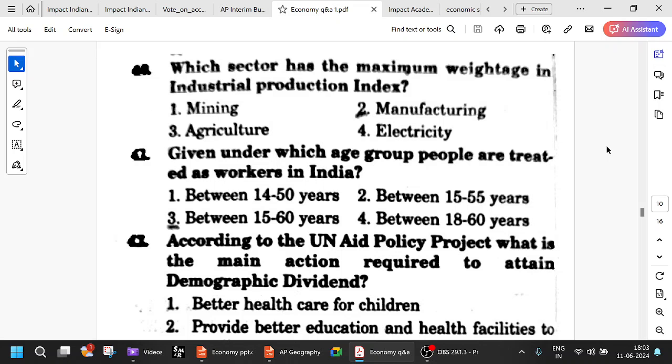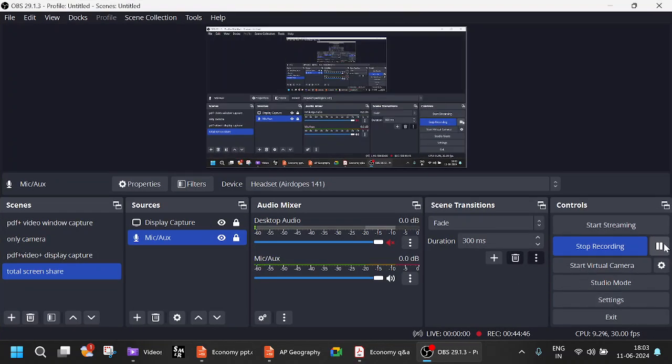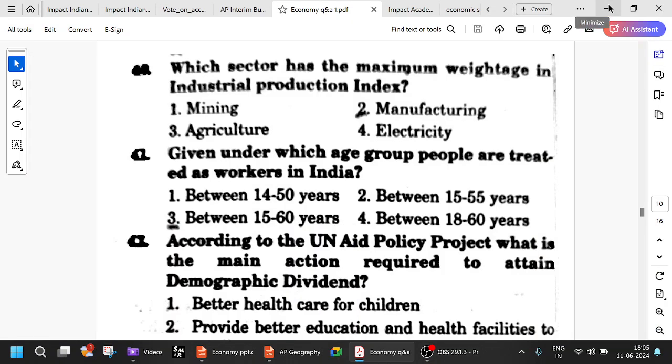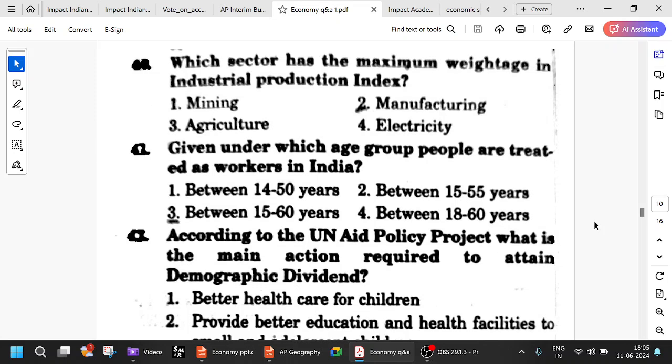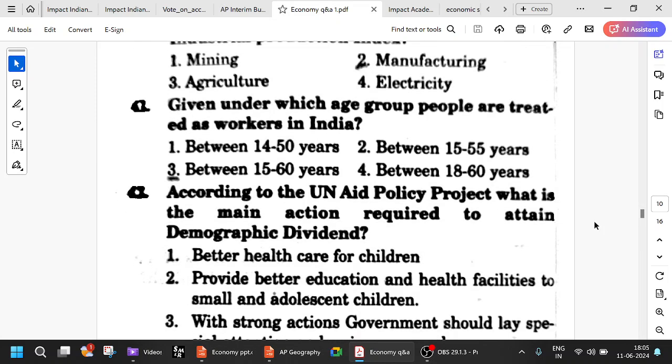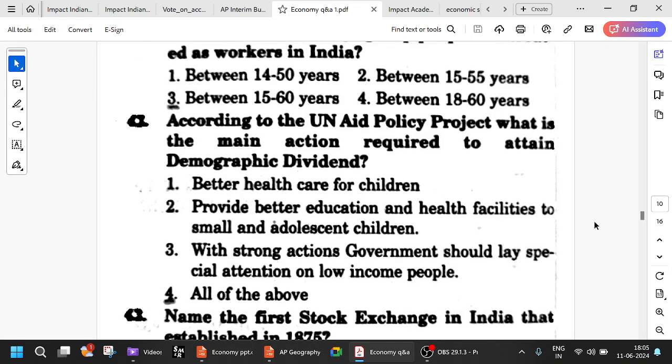So if you look at it that way, 15 to 60, because only after you complete 14 years can you work. So from that point of view, it is between 15 to 60 years.